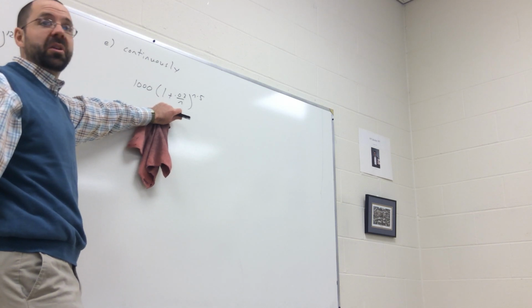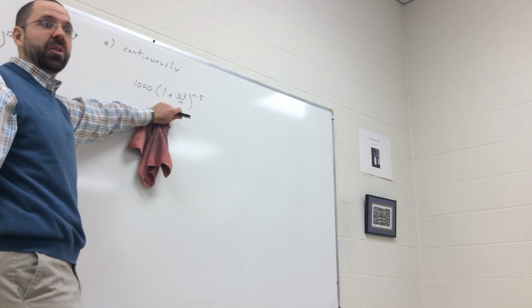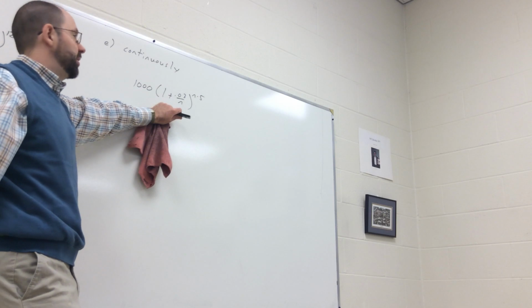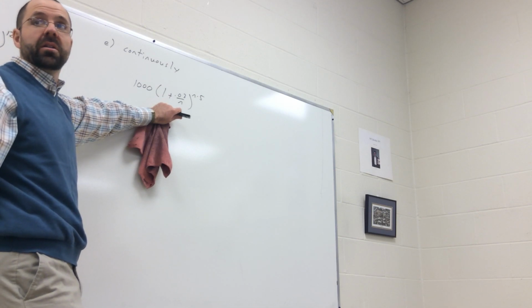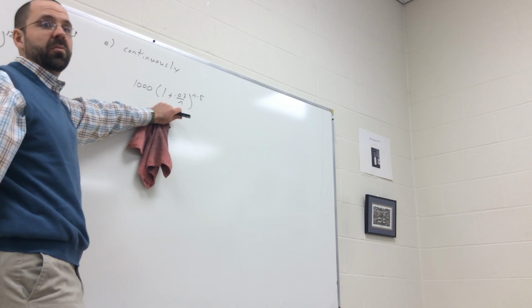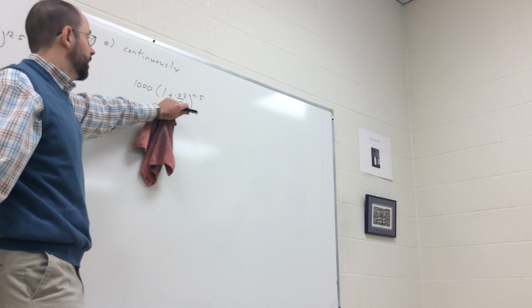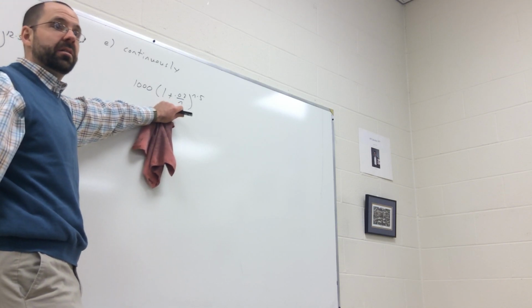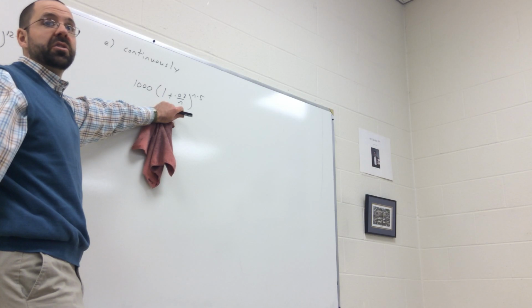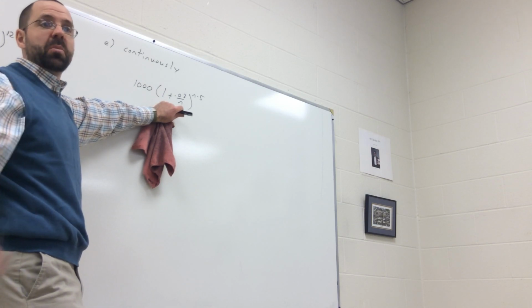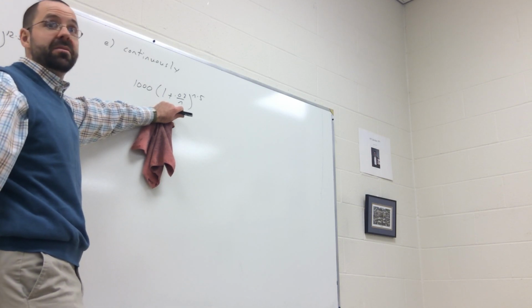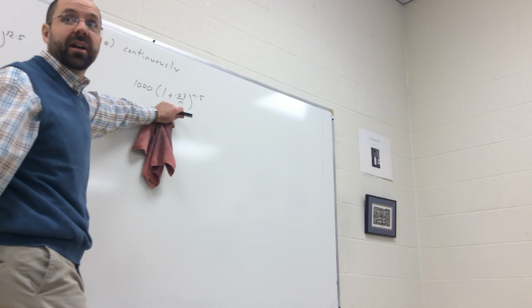So this is the formula we've been using, right? In letter A, n was 1. In letter B, n was 4. In letter C, n was 12. And then letter D, n was 365. So now, to go every moment of every day, I have to take n and keep making it bigger and bigger, right?